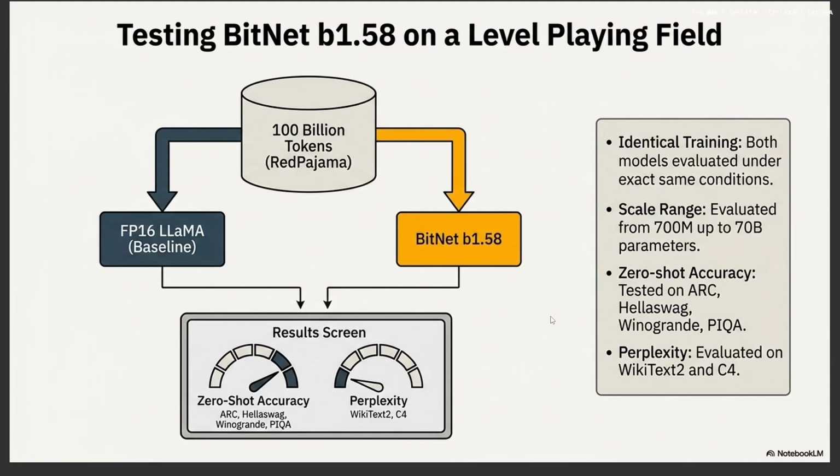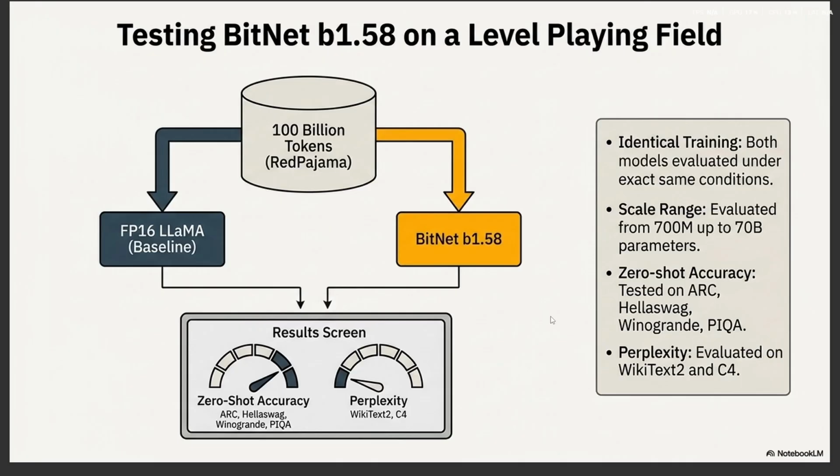This slide shows the experimental setup. To make the comparison fair, the authors compare BitNet b1.58 with a reproduced FP16 llama-style baseline. Both models are trained under the same conditions. They use the same training dataset and the same number of tokens and similar model sizes. The models are evaluated from 700 million parameters to 70 billion parameters.